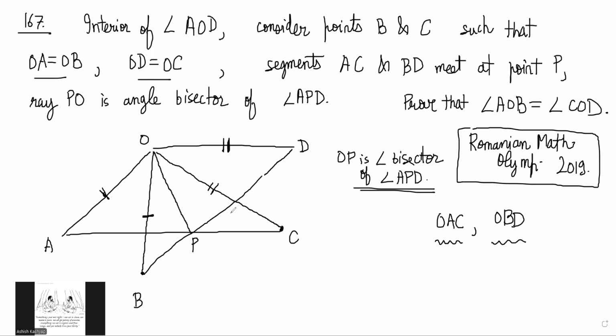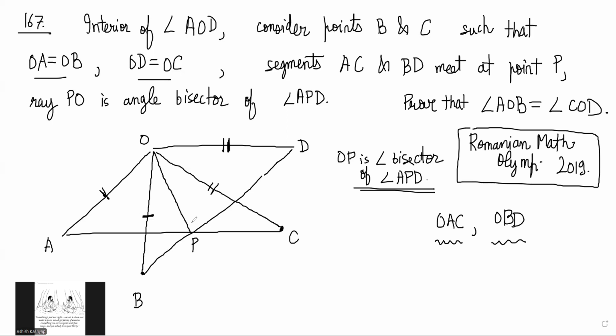Let me think. So all we need somehow is the angle at the center, right? This angle we need somehow, right? P is the angle bisector. PO is the angle bisector. We know this is equal to this.